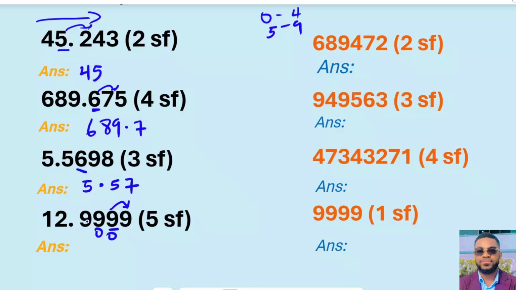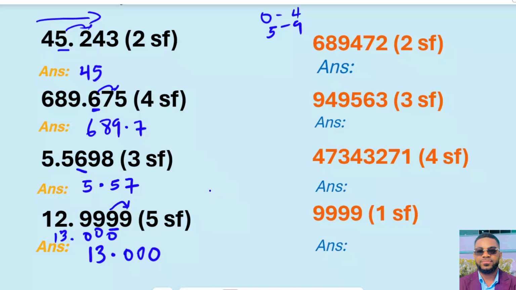We shift the 1 to this. This is going to be 10. We write 0. Now we shift the 1 to this one. Remember to bring the decimal point. So, 2 plus 1 is going to be 3. So that's going to be 13.000. So our answer is 13.000. So that is 5 significant figures.